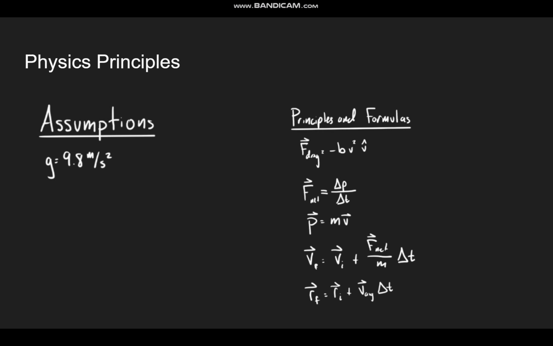Now on to our principles and formulas. Our first formula is that the force of drag is equal to the negative proportionality constant times the velocity squared in the v-hat direction. Our second principle is Newton's second law of motion, which states that the net force is equal to the change in momentum over the change in time. Our momentum formula, mass times velocity, and our velocity and position update formula is seen on the bottom of that list.